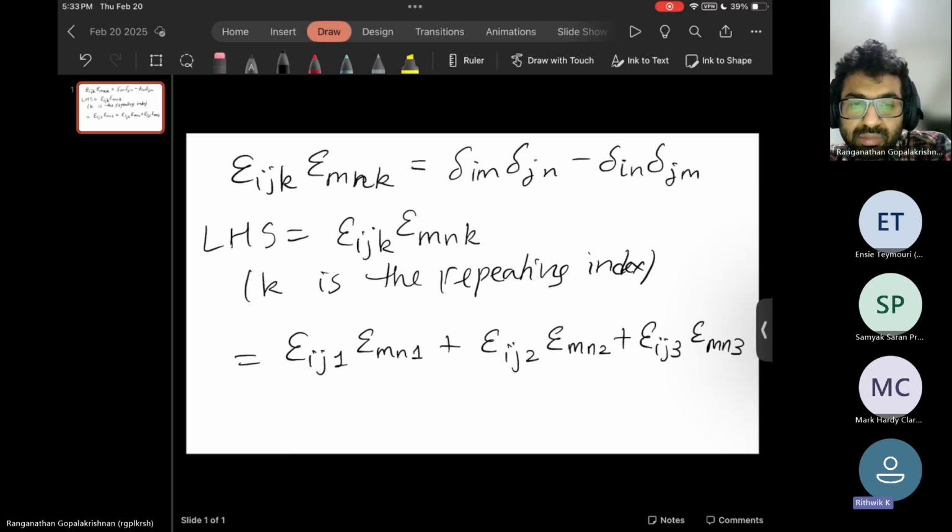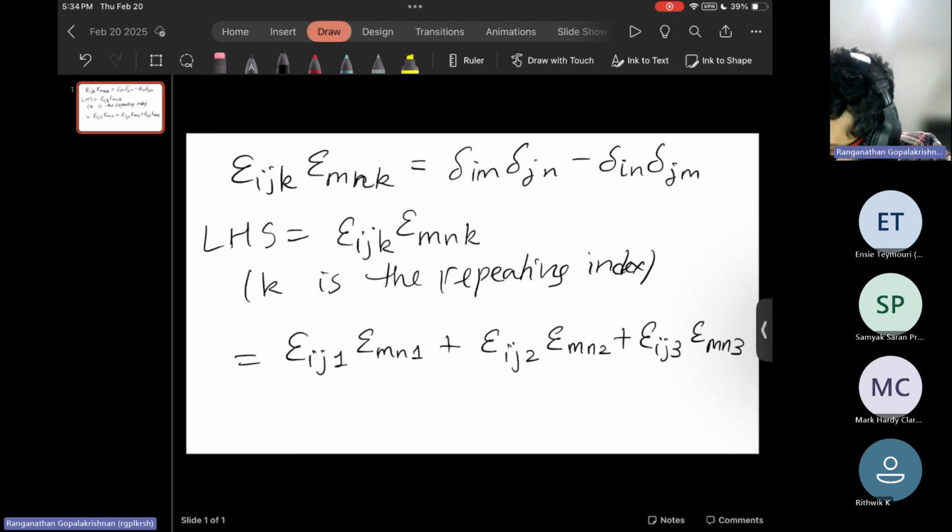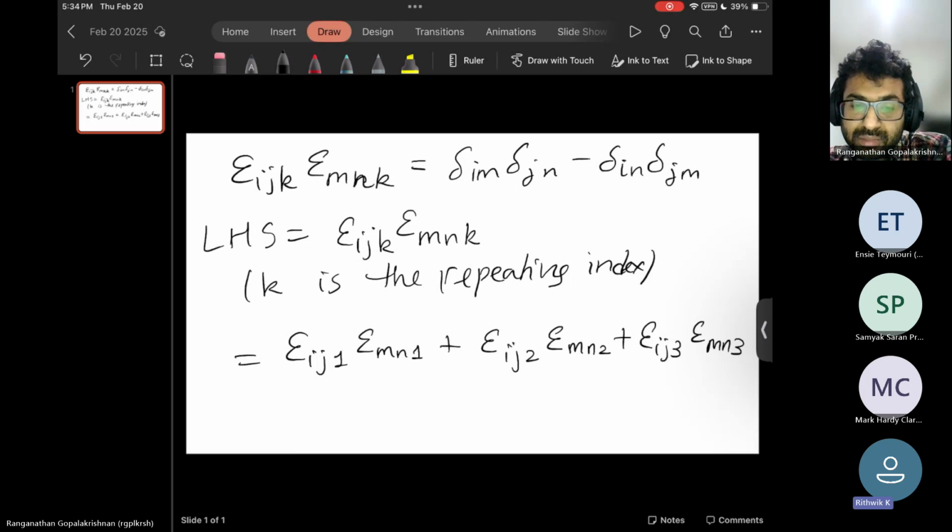For the epsilon ij1 and epsilon mn1, I took out a matrix. So what do you mean by I took out a matrix? Like we have even permutations and odd permutations.